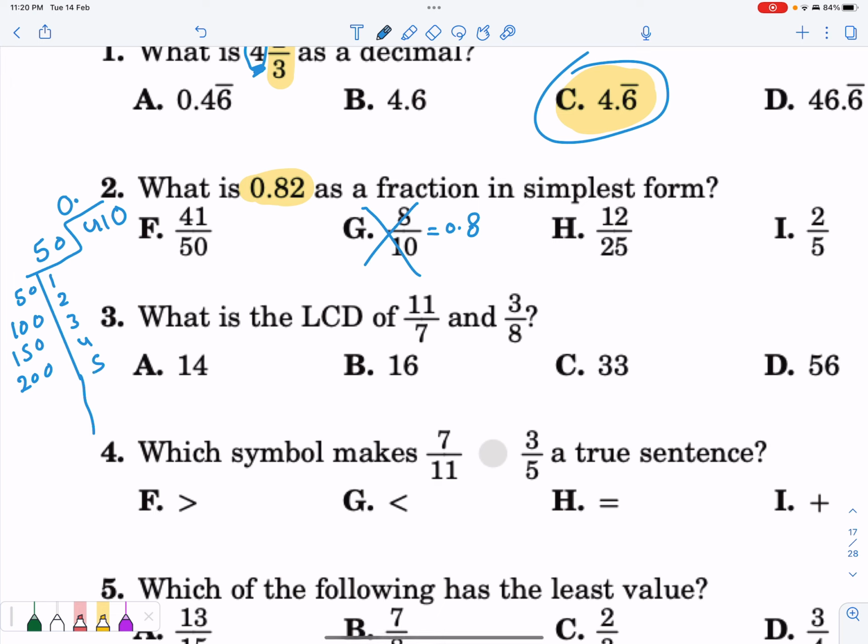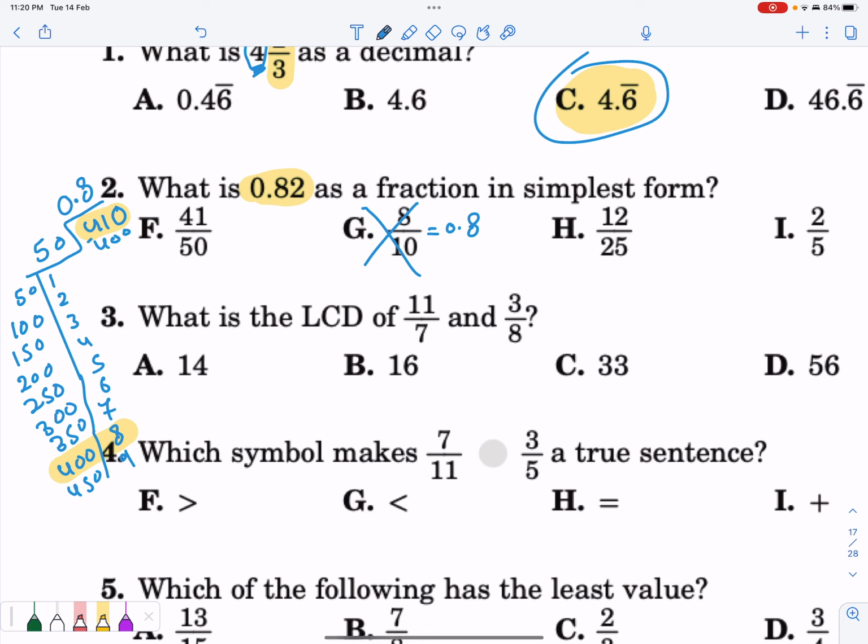5 times 5, 250. 6 times 50 is 300. 7 times 50, 350. And 8 times 50 is 400. And 9 times 50 is 450. So we're looking for 400. Here we have it from the number 8. So I will say 8 here.